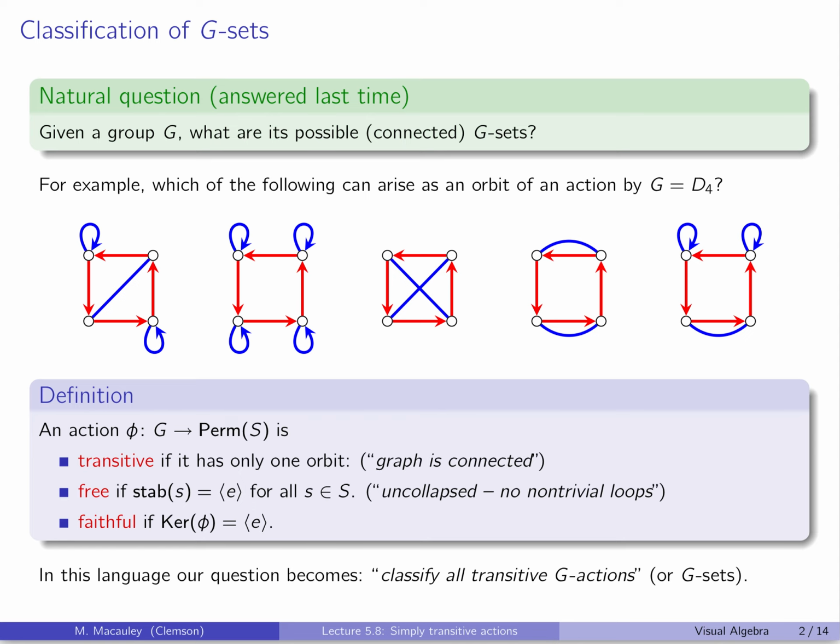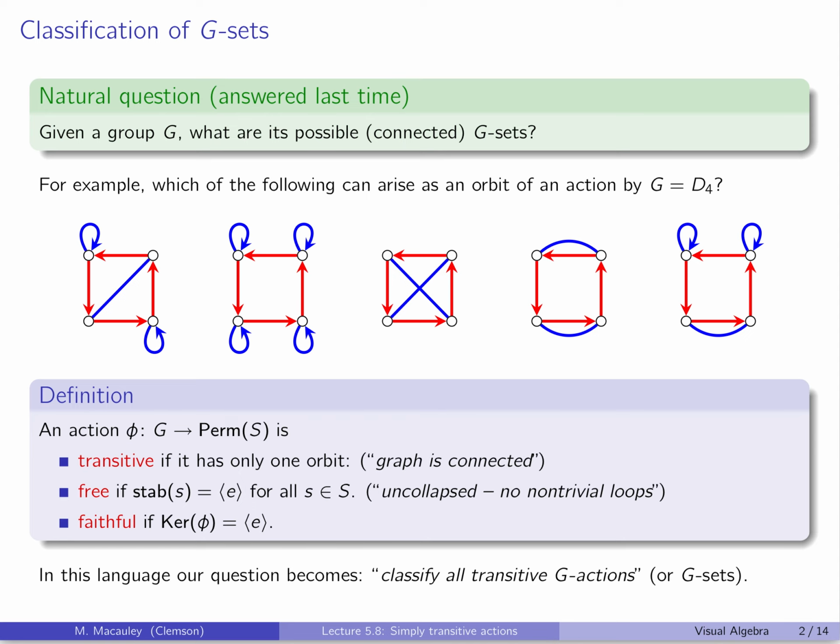I also defined in the previous lecture what it meant for an action or corresponding G-set to be free and faithful. In particular, it is free if the stabilizer of every set element is trivial. In other words, the action graph is completely as uncollapsed as possible. There are no non-trivial loops from anywhere. So you don't see anything like this, no loops like this, but also nothing like this where you have RF, which is a loop from a non-trivial element in D4. And free actions are going to be one of the focuses of this lecture.